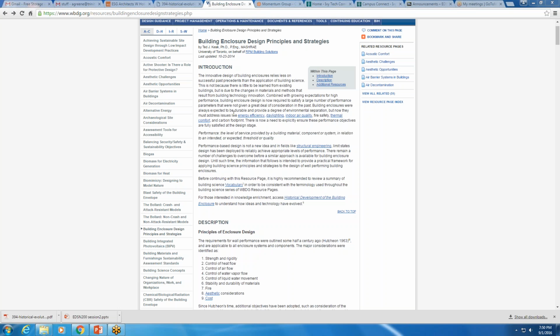Building enclosures were always expected to be durable and provide a degree of environmental separation, but now they must address issues like energy efficiency, daylighting, indoor air quality, fire safety, thermal comfort, and carbon footprint. There is now a need to explicitly ensure these performance objectives are fully satisfied at the design stage. So that's as much as I'll read from the introduction. It gives you an idea, though, that it's talking about all the similar information from the book, just laying it out in a different way.